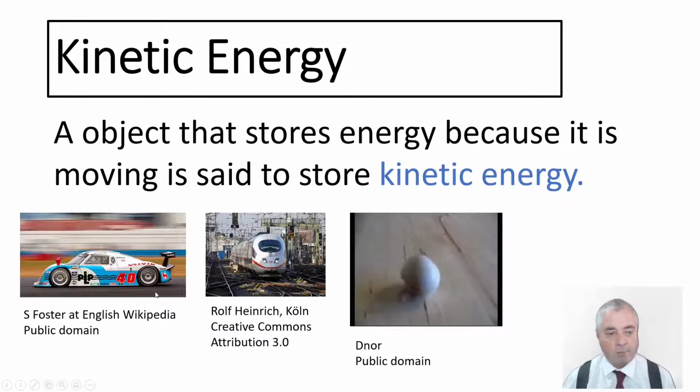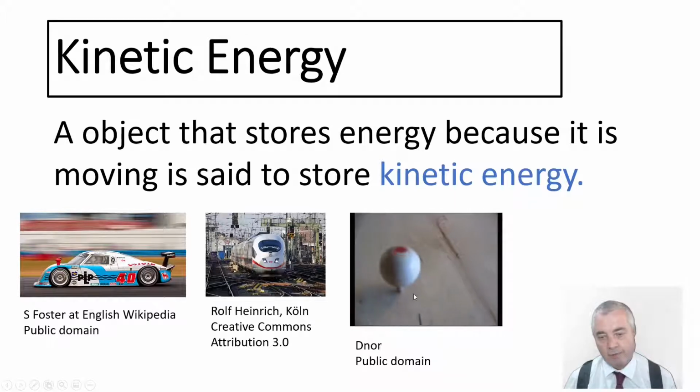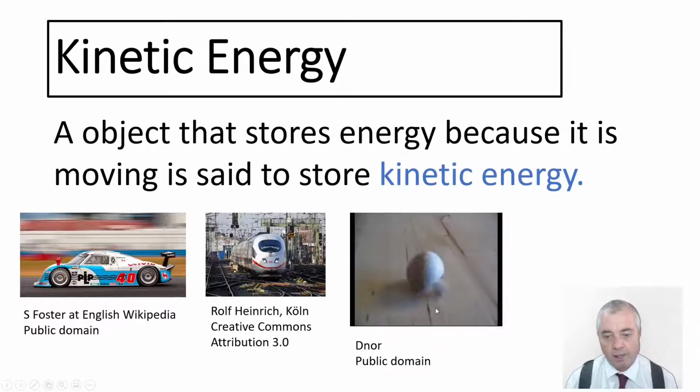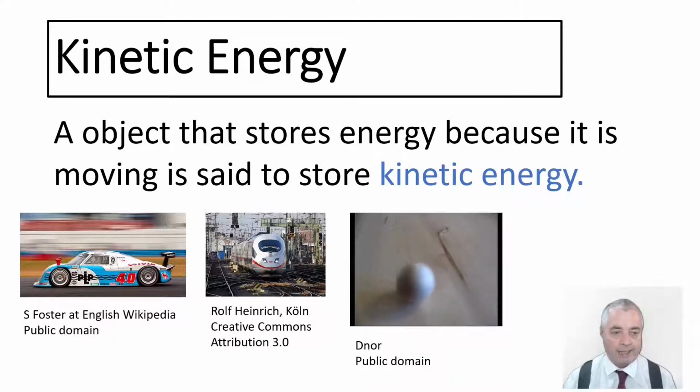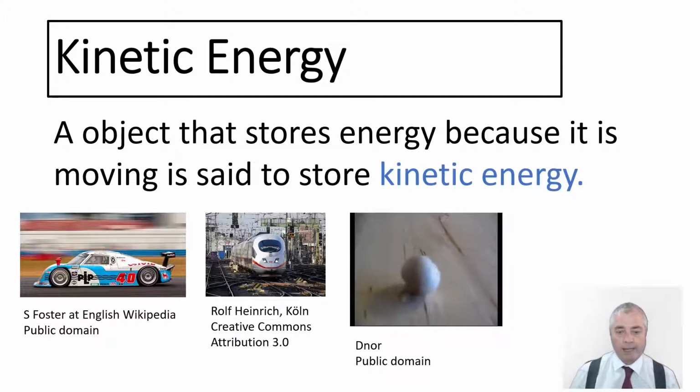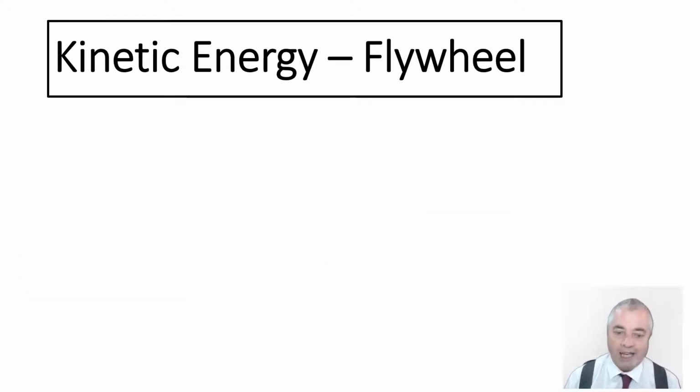So we've got some examples here of things that are moving. So we've got the sports car, we've got the train, and we've got this nice little gif here of a spinning top as well. All of those have got kinetic energy. They've all got energy in the kinetic store. Now, you might be thinking that you can see that kinetic energy is a form of energy, but you can't really see how energy could be stored as kinetic energy.